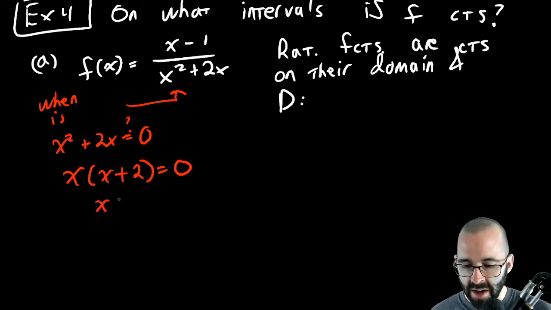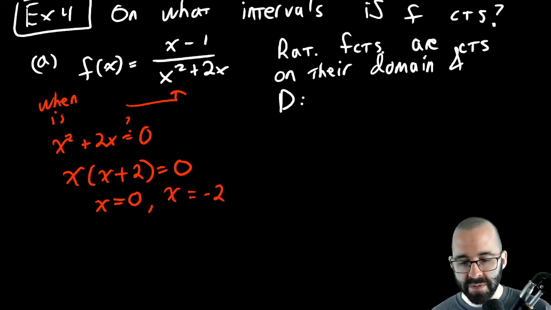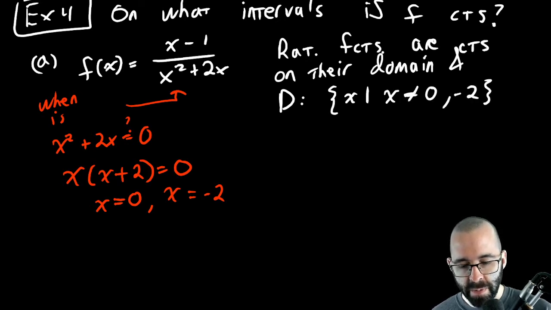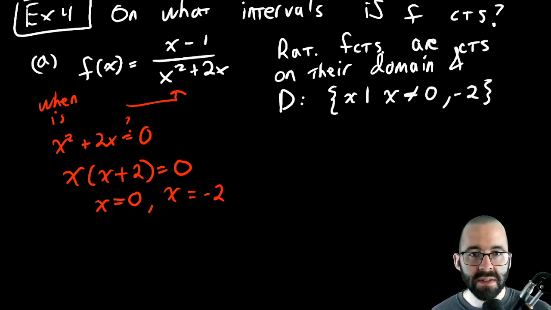So the denominator is going to be 0 when x is equal to 0 and when x is equal to negative 2. So the domain is just everything except for that. The set of all real numbers x such that x is not equal to 0 or negative 2. That's where it's continuous.